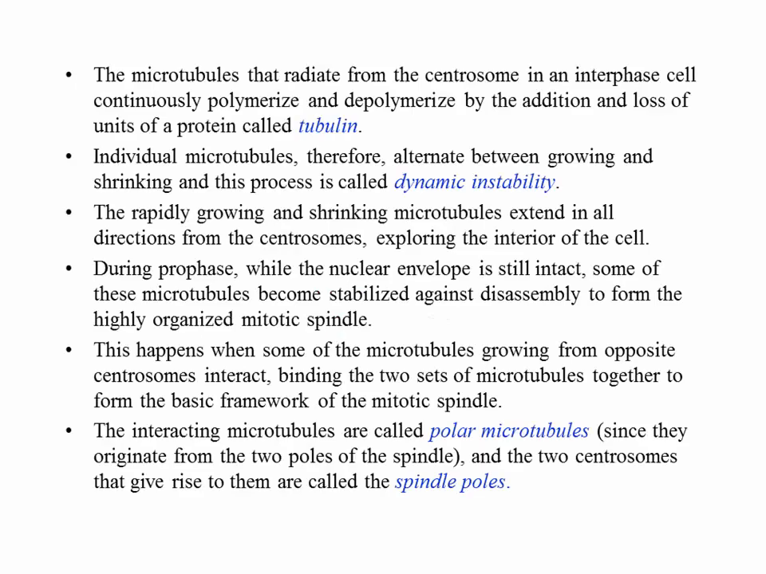All right. So this is basically a textual description of whatever I already discussed using the picture. The microtubules that radiate from the centrosome in an interphase cell continuously polymerize and depolymerize, right? They grow and shrink by the addition and loss of units of a protein called tubulin. Individual microtubules therefore alternate between growing and shrinking, and this process is called dynamic instability.